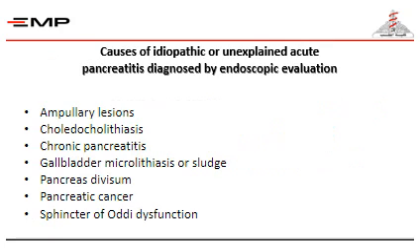This table shows some causes of idiopathic or unexplained acute pancreatitis diagnosed by endoscopic evaluation, either ERCP or endoscopic ultrasound: ampullary lesion, choledocholithiasis, chronic pancreatitis, gallbladder microlithiasis or sludge, pancreas divisum, pancreatic cancer, sphincter of Oddi dysfunction.